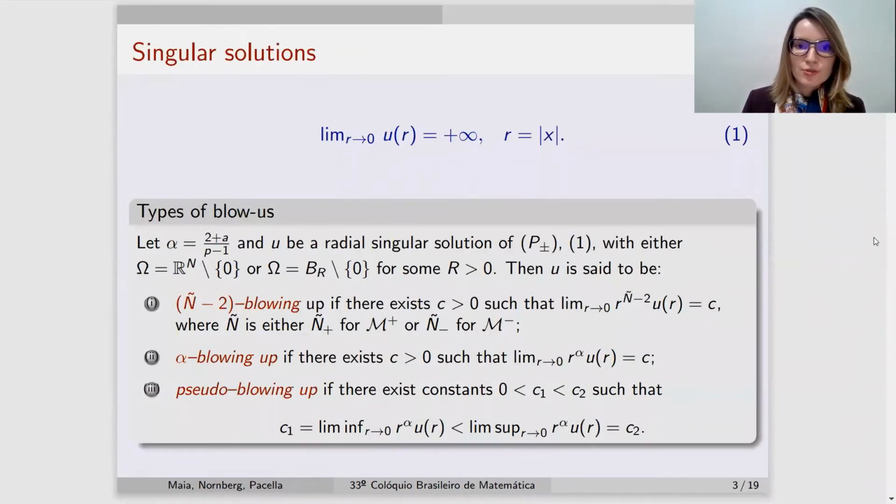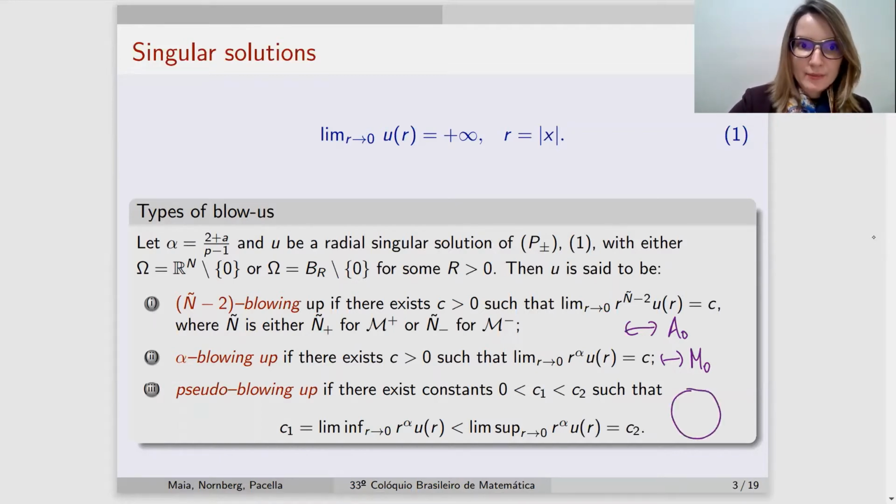A singular solution is just a solution which has a blow-up at zero. It can be of three types: either n-2 blowing up, when the solution leaves the point A0; alpha blowing up, when it's issued from M0; and pseudo blowing up, when it comes from a periodic orbit.